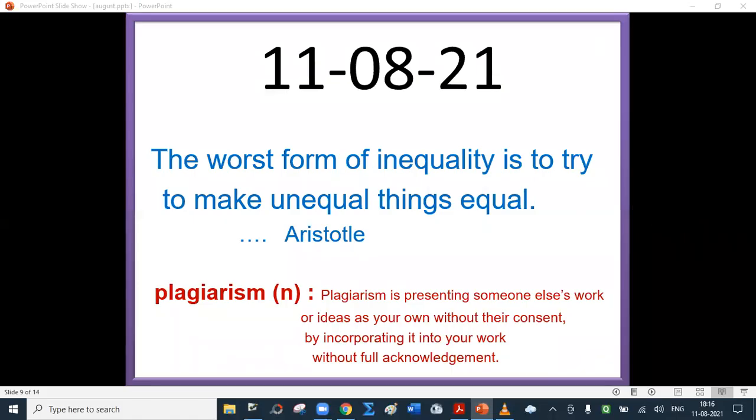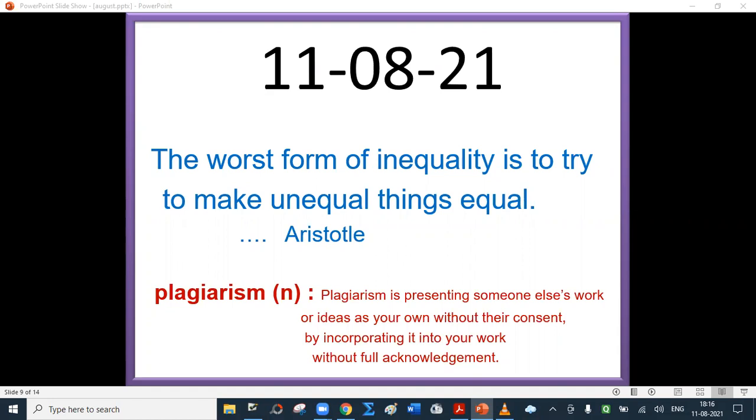Good evening. Today's quote is by Aristotle. The worst form of inequality is to try to make unequal things equal.